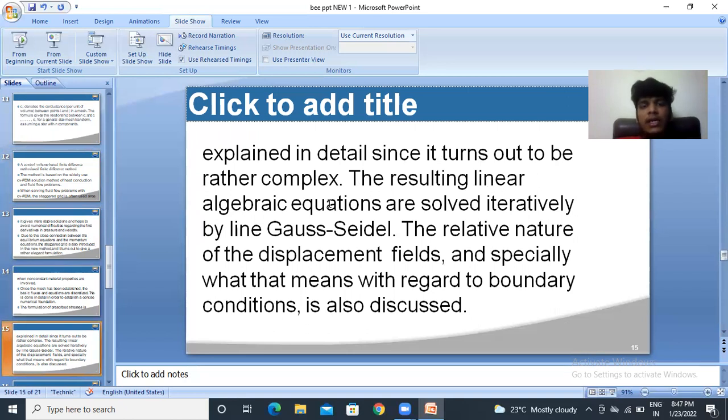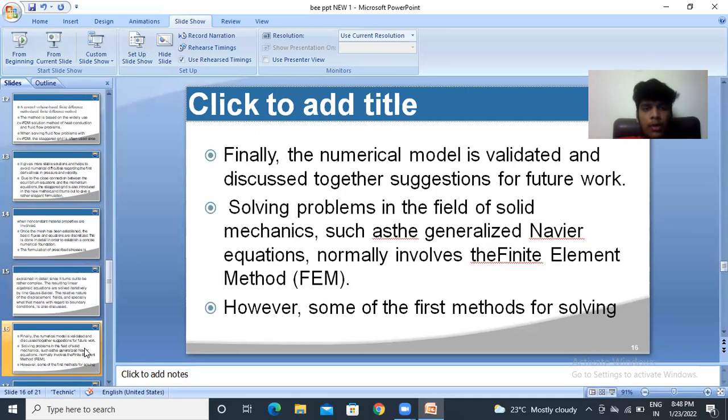The resulting linear algebraic equations are solved iteratively by line Gauss-Seidel. The relative nature of the displacement fields, and especially what that means with regard to boundary conditions, is also discussed. Finally, the numerical model is validated and discussed, together with suggestions for future work.